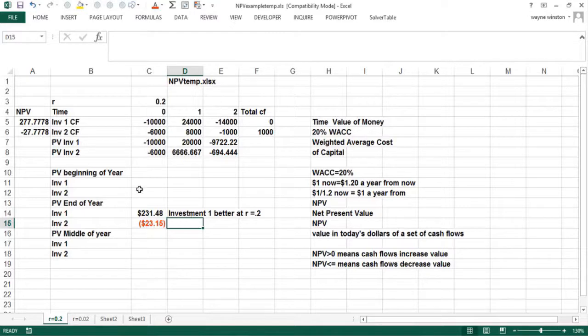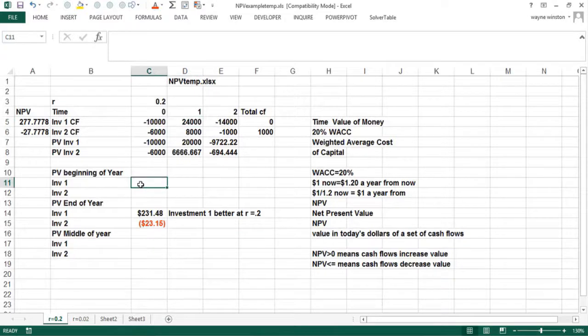Okay, now how about if I want to get the NPV at the beginning of the year? There are several ways, assuming these cash flows are at the beginning of the year. In other words, the minus 10,000 is today. The 24,000 is a year from now. The minus 14,000 is 2 years from now. Then I would take minus 10,000 plus 24,000 divided by 1.2, minus 14,000 divided by 1.2 squared.